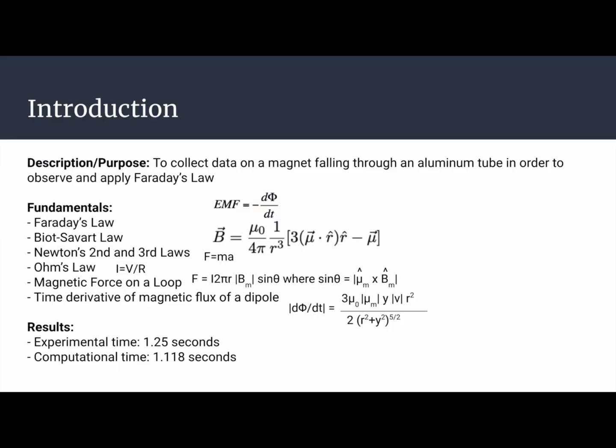This lab was to collect data on a magnet falling through an aluminum tube in order to observe and apply Faraday's law. The fundamentals of the lab were Faraday's law, the Biot-Savart law, Newton's second and third laws, Ohm's law, the equation for the magnetic force on a loop, and the time derivative of magnetic flux of a dipole, the equations for all of which are shown to the right.